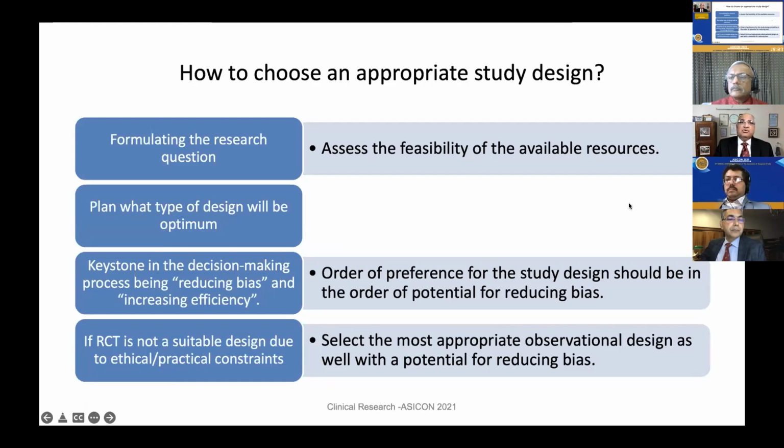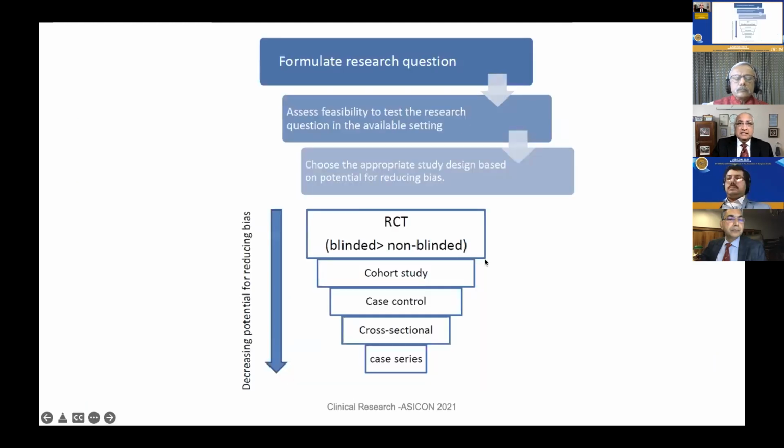So how to choose an appropriate study design? Formulate the research question, assess the feasibility. It is very important that you should have the resources to do it. What type of design should be taken? The best possible design with maximum reduction of bias. If RCT is not suitable, select the most appropriate observational design to answer that particular research question. Again, keeping this in mind.